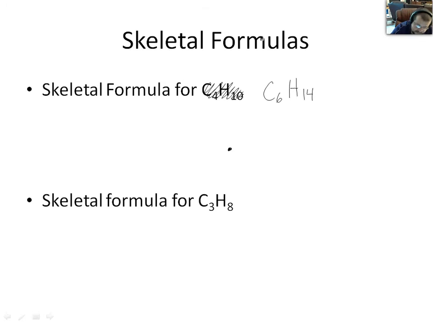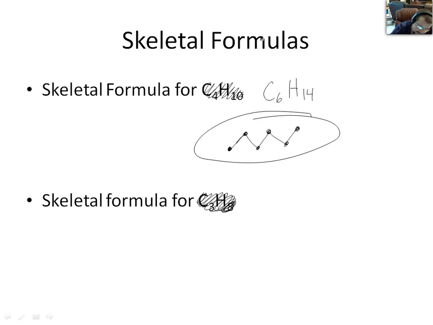I'm going to start out with a point, and I'm going to go 1, 2. This is 2 carbons. 3, 4, 5, 6. 1, 2, 3, 4, 5, 6. That's my skeletal formula for C6H14. I'm just laying all of the carbons out in a row. We're just dealing with straight chain alkanes right now. Now for C3H8, we've already done that, so let's change it up a bit.